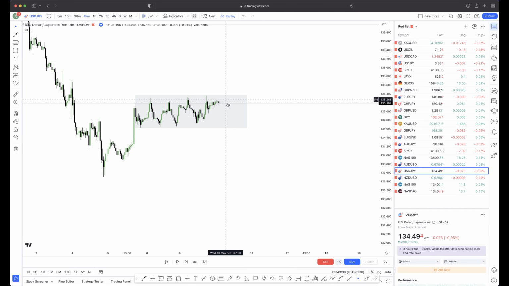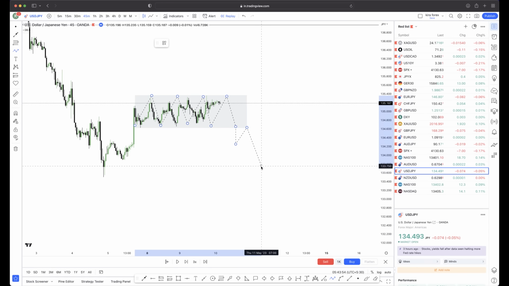In a kind of structure like this, we wait for price to either break to the upside or break to the downside. Then we know the real direction before we start taking trades. Or, on the other hand, you take buys at the lows and sells at the highs. But if we want to wait for price to break out of the box, then we have to wait.